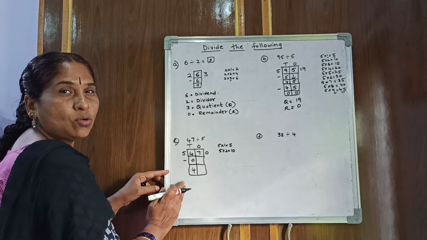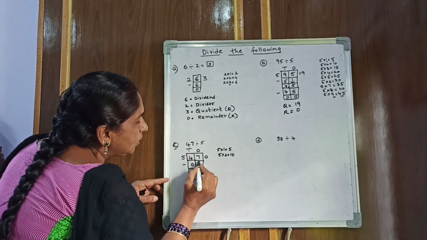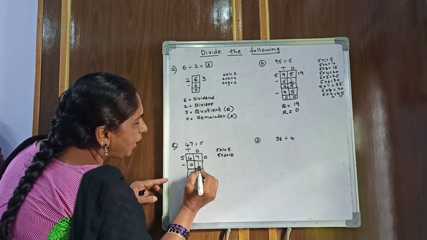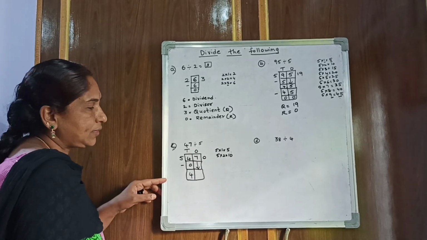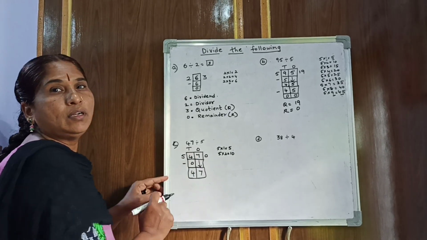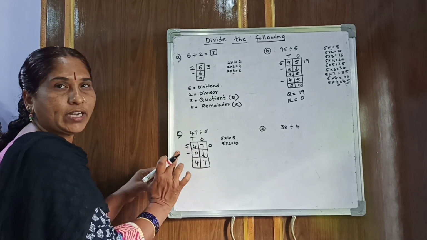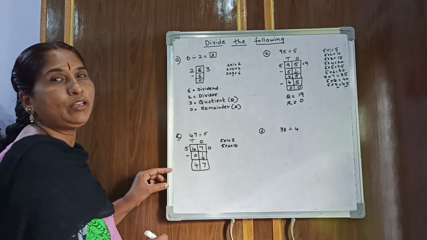So tens row completed. Then you have to take down the ones row. Just draw one line and keep the arrow mark like this. Then bring down 7. Now you have to divide with 2 digits. Here first one you have to divide with 1 digit. Now here you have to divide with 2 digits.